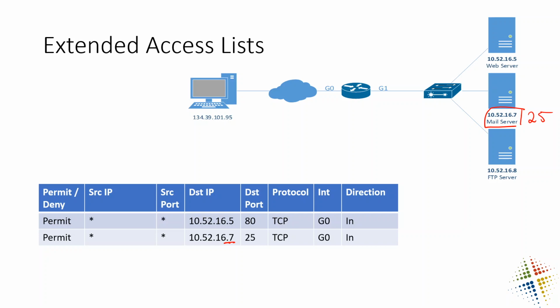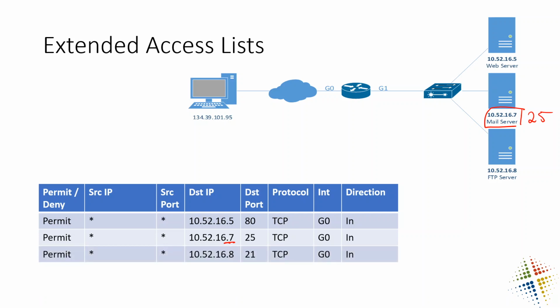All right, let's do the same for the FTP server. FTP server is port 21. So same kind of rule. Source of any, source port of any, destination IP .8, destination port 21, protocol TCP, and then the interface is G0. So that's the majority of the traffic that I was looking at here on my DMZ.